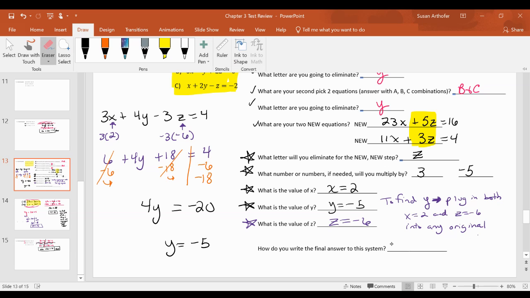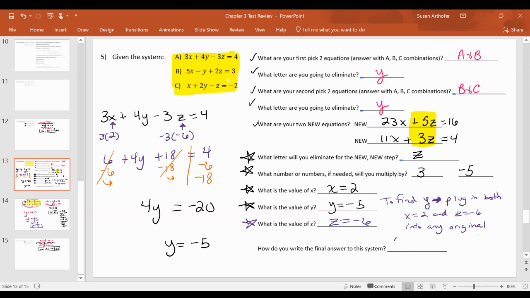All right, so for our last answer, how do you write the final answer? You make sure it's in the XYZ order, so 2, -5, -6 is our final answer. I'm just filling those words back in.